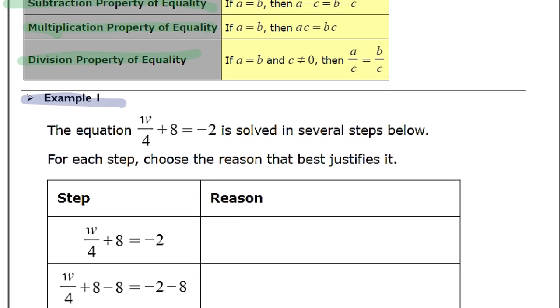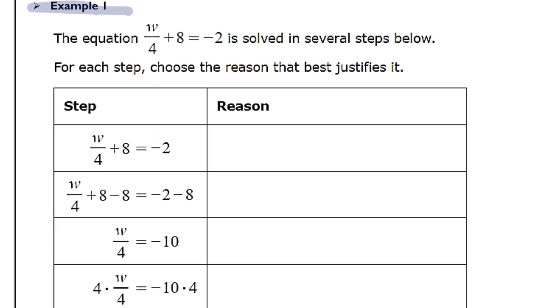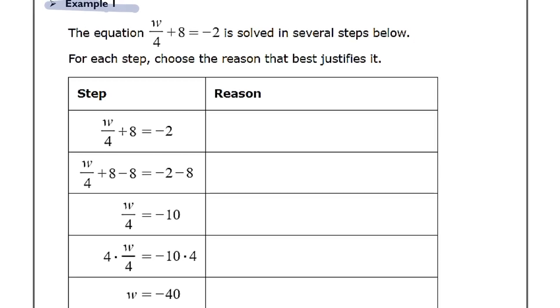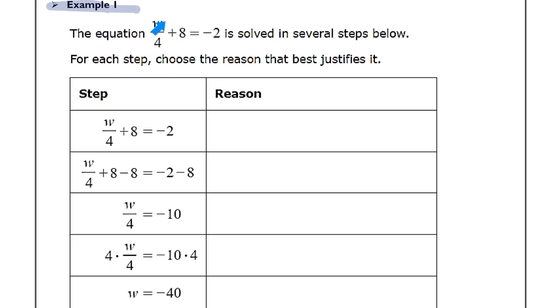So all we're going to be doing is walking through an equation that we've already been given. I'm going to zoom out a little bit so you can see everything. We're given this equation, w divided by 4 plus 8 is equal to negative 2. It's already pre-solved, and we get w is negative 40. We're just giving one of the reasons for it. So the very first thing is noting that this is going to be given to us. In almost every case, we're always going to start with what is given to us, because we're going to start from there and work our way through a process.